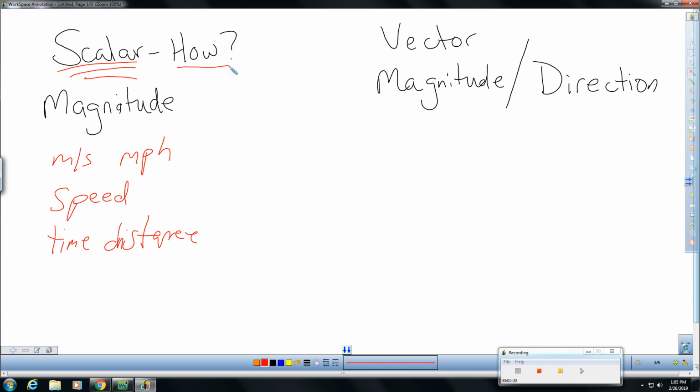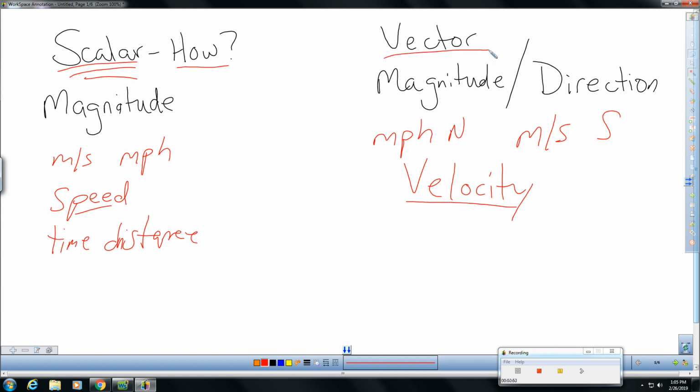Once we get over to miles per hour north, or maybe meters per second south, all of those now have both magnitude and direction, so those are now called velocity. The main difference between speed and velocity is that velocity is a vector quantity. It's the how and the direction, and the scalar quantity is speed. So if you think of vector, velocity; speed, scalar. That's one way to remember that.